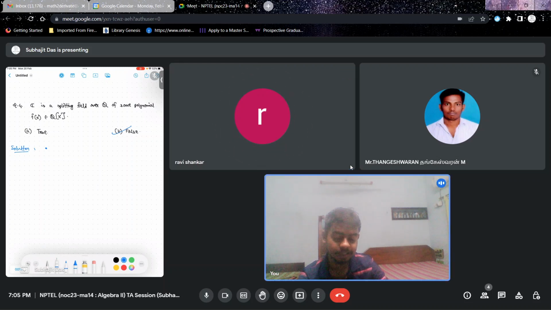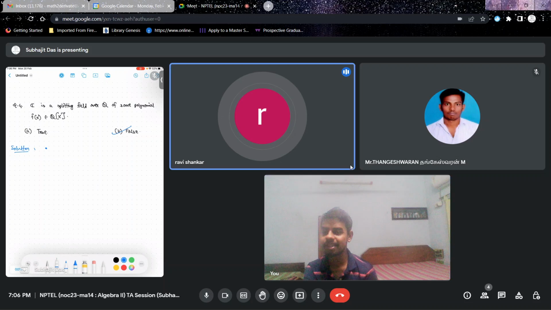No, that is not the question. The question is about C. Is C a splitting field over Q of some polynomial f(x) in Q[x]? That is, whether there is a polynomial f(x) in Q[x] which has all its roots in C, and moreover C should be the minimal extension of Q in which this polynomial has all its roots. So nothing smaller than C should contain all these roots. The first property is satisfied: obviously every polynomial over Q has all its roots in C.